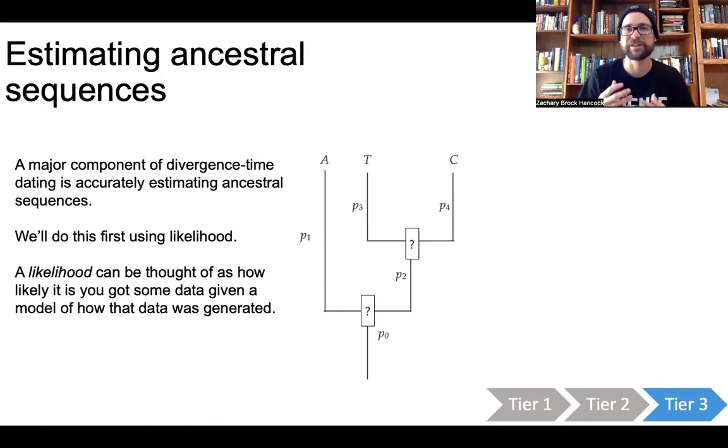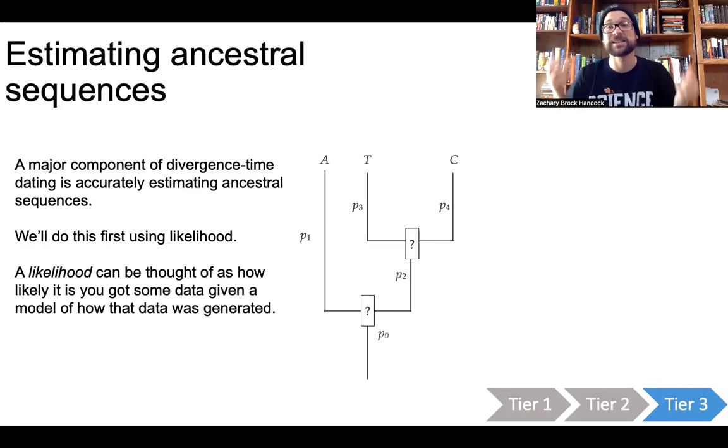So a likelihood can be thought of as how likely it is that you got some data given a model of how that data was generated. As a very, very simple example, imagine I give you a list of numbers, okay? And I say, I got this list of numbers from rolling a dice. That's all the information I give you. So you want to say, okay, what model best explains that data? How can I explain how that data emerged?